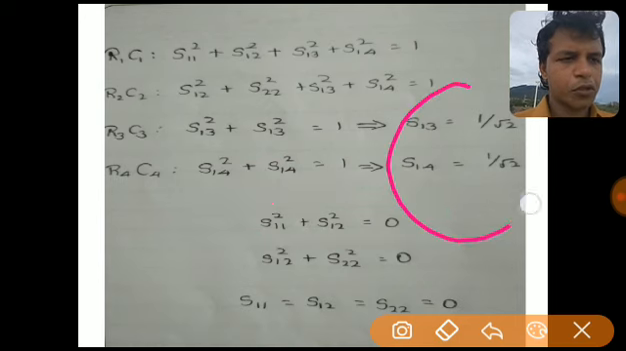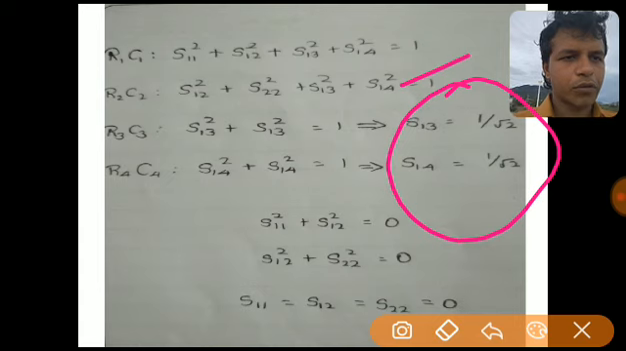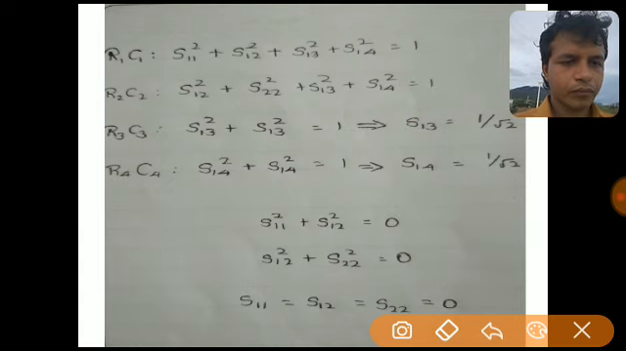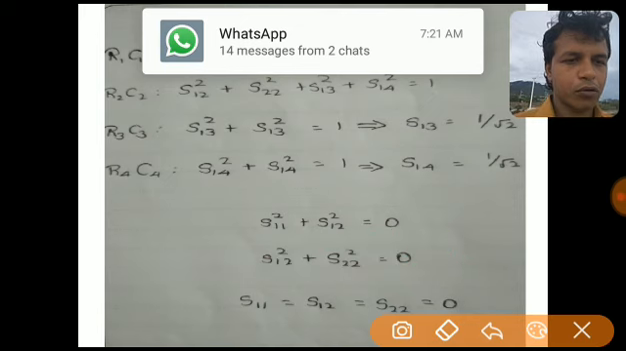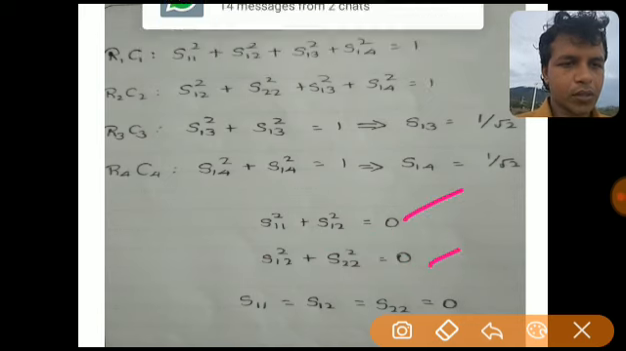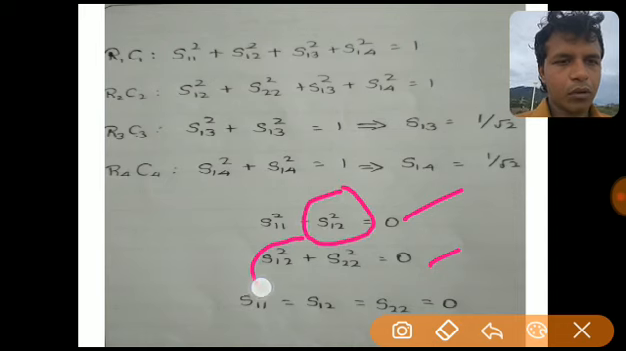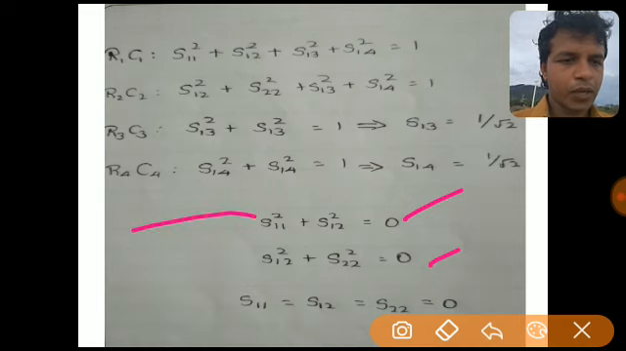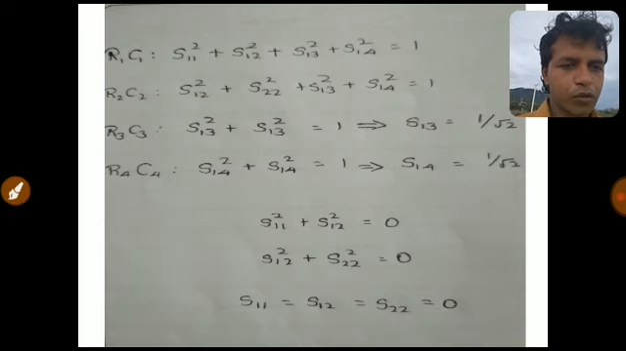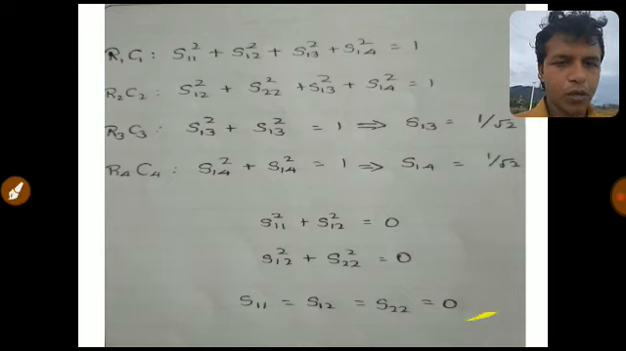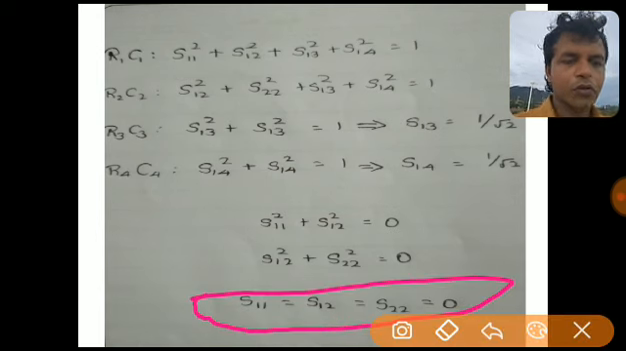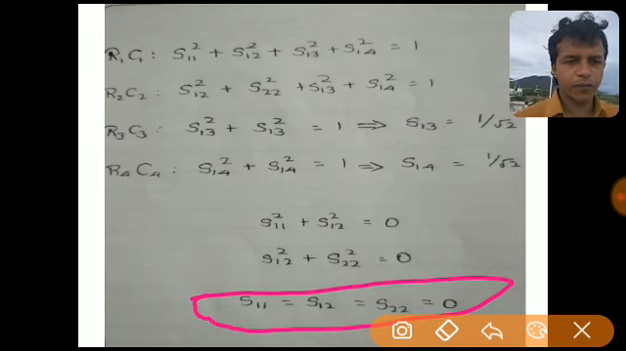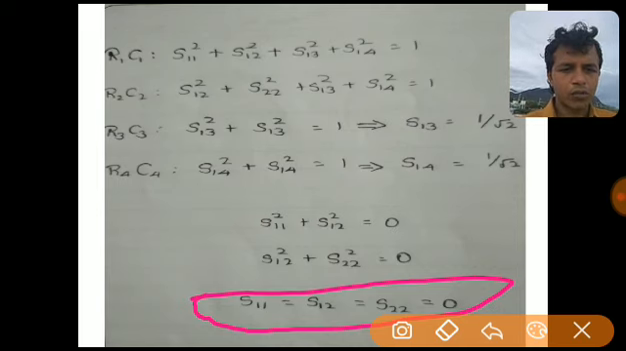Similarly, on substituting the values of S13 and S14 in equation number 2, we have got this equation: S12 square plus S22 square equal to 0. On analyzing these two equations, we have the term S12 on both the equations, and the right hand side of these two equations are also the same. So obviously S11 and S22 should be equal. And analyzing these two equations, we have got S12 equal to 0. So finally S11 equal to S12 equal to S22 equal to 0. So these are the values of different elements of S matrix of magic T.